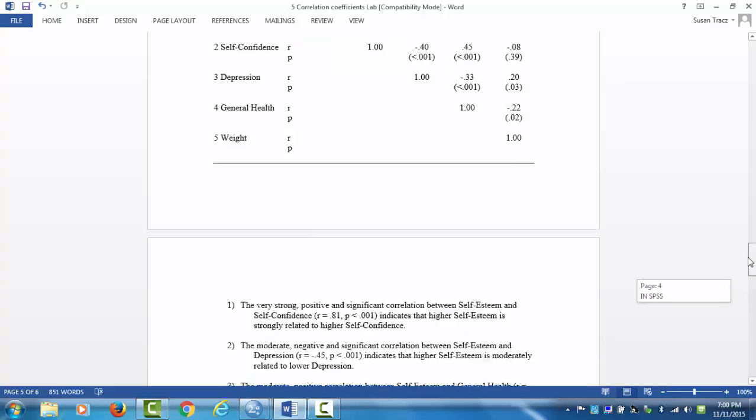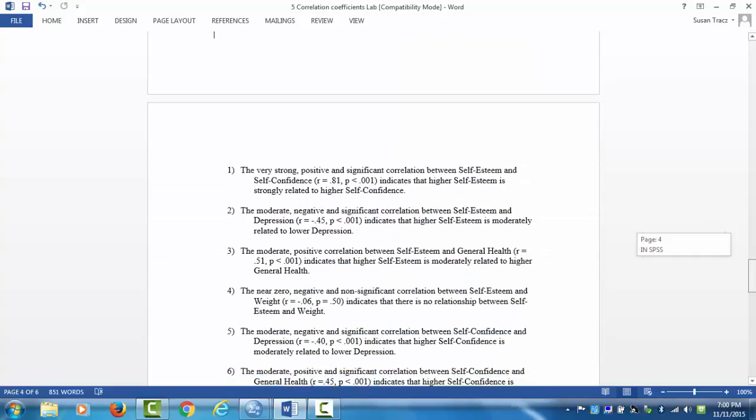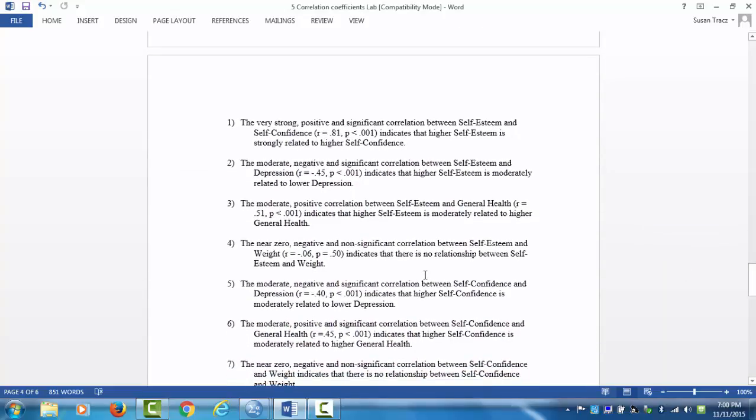And let me do one more. Let's do the correlation between self-esteem and weight. And this is a minus 0.06, so there's really not a lot going on here, and the probability is 0.50, so this is not significant. So we can see here that the near zero, negative, and non-significant correlation between self-esteem and weight, R equals minus 0.06, P is equal to 0.50, indicates that there's no relationship between self-esteem and weight.